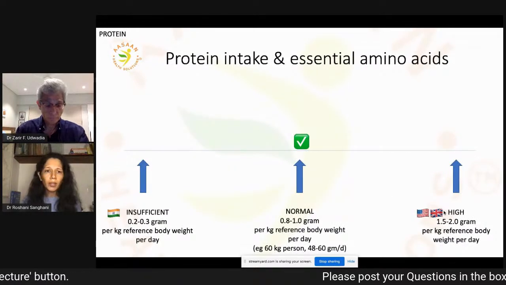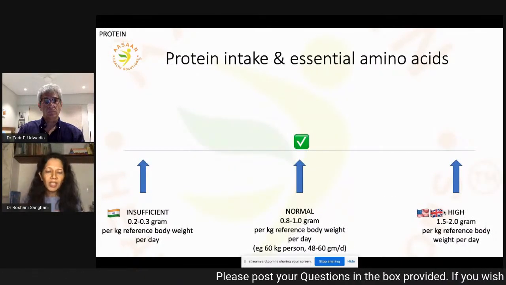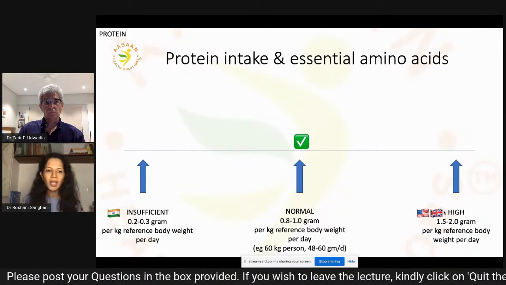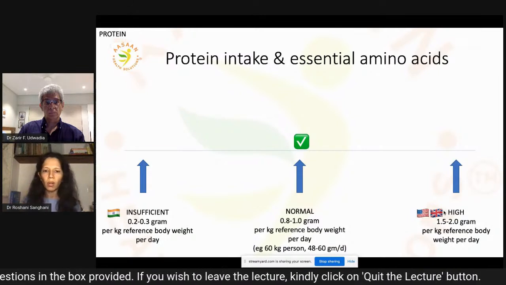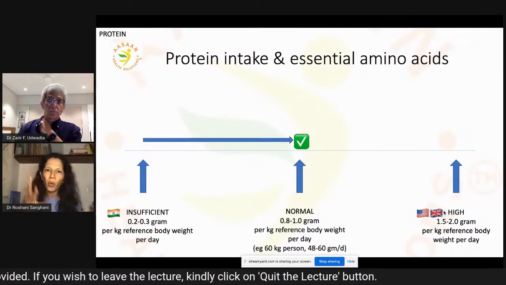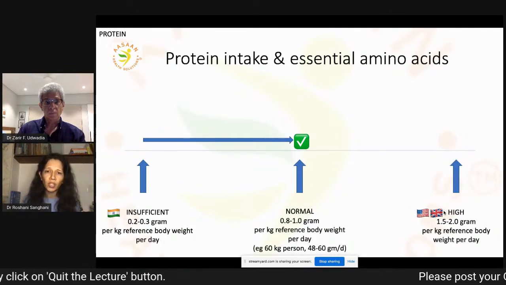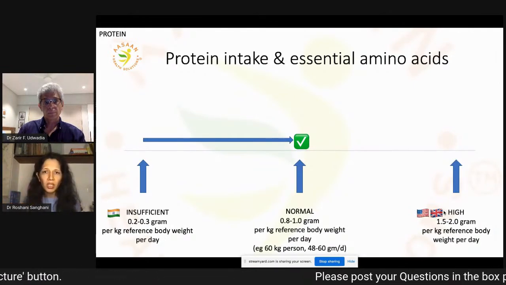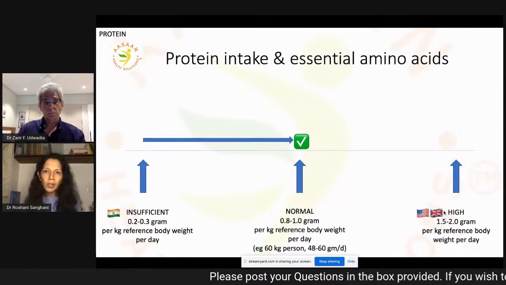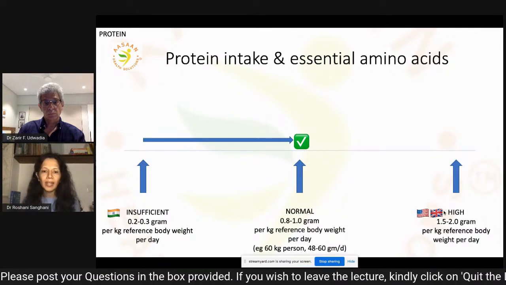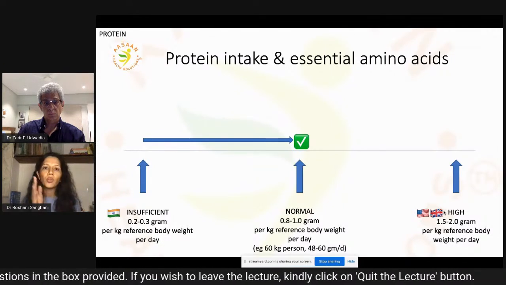Protein is a very big one. I have 3 minutes left. Most of the Indian kitchens have insufficient protein going into their diet. So when we say go from insufficient to normal, we're just bringing them from about 0.3 on average. When I talk to my patients, they're getting about 0.3 grams of protein per kg. Let's talk about a 60 kg person, a reference body weight of 60 kg. They need about 48 to 60 grams of protein a day. So I'm just asking them to come to normal.